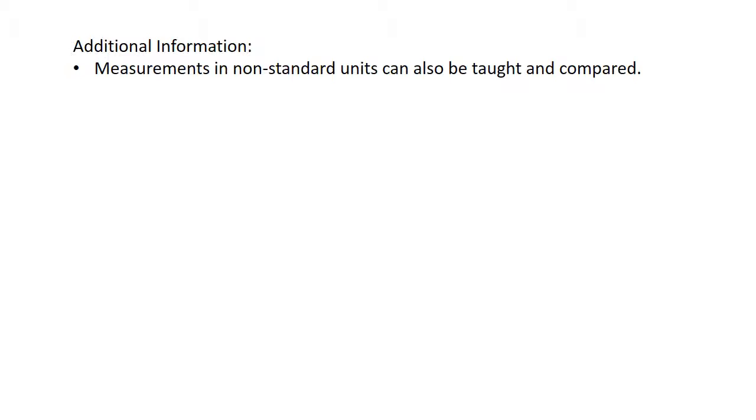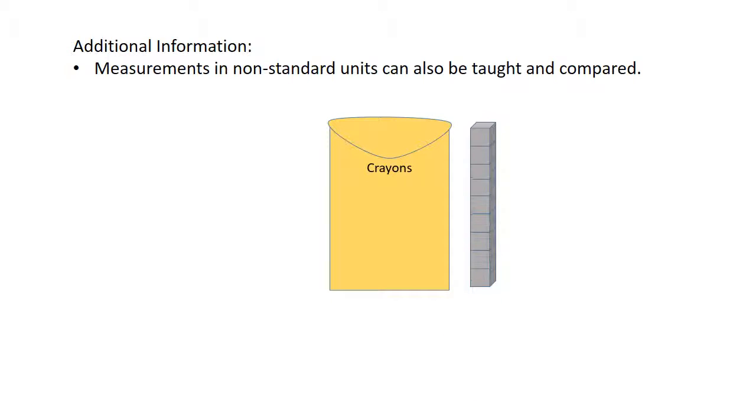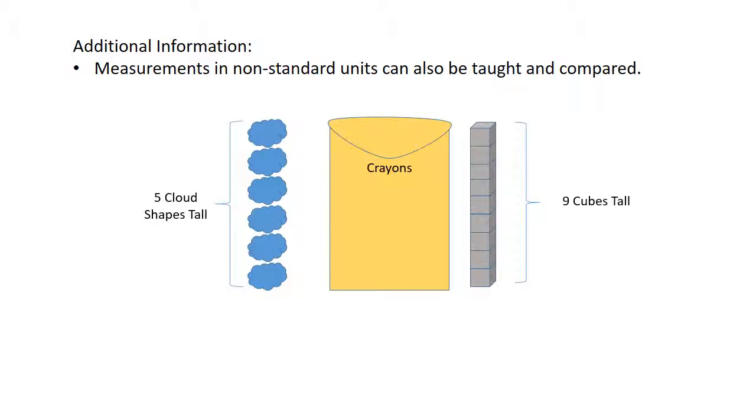Students may be asked to measure objects with non-standard units. Here we have a crayon box. The crayon box is 9 cubes tall. The crayon box is also 5 cloud shapes tall. It takes more cubes to measure the crayon box than it takes cloud shapes. So that means that the cubes must be smaller than the cloud shapes.